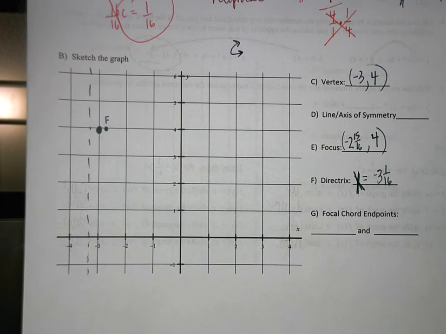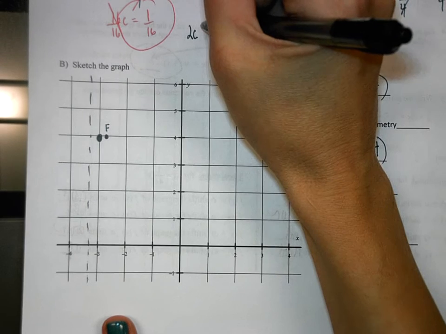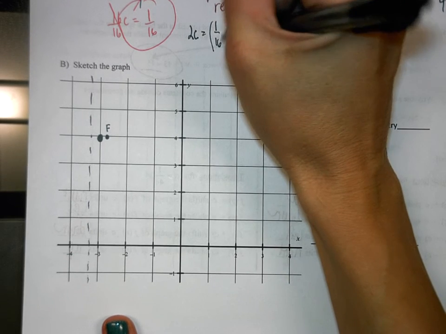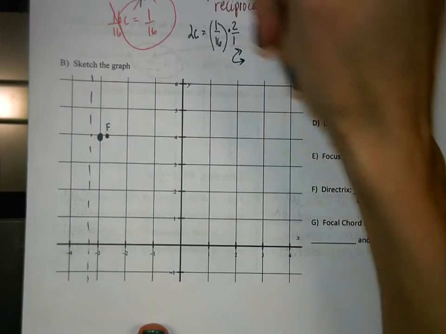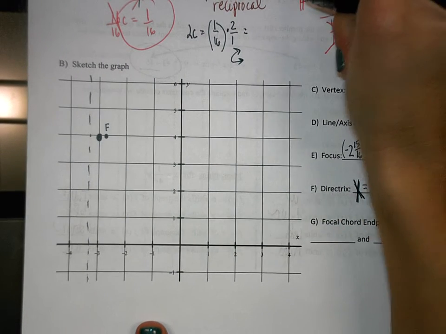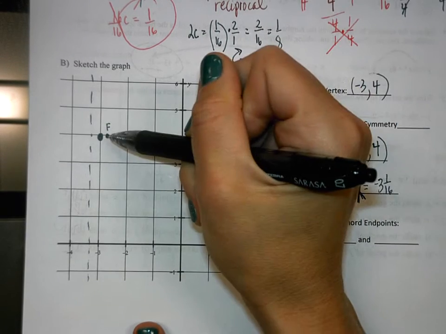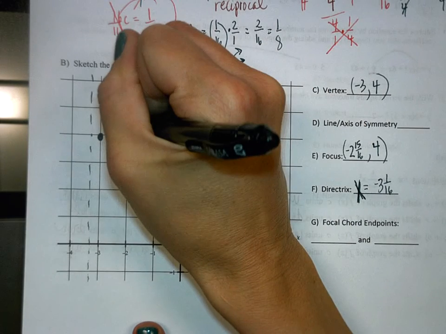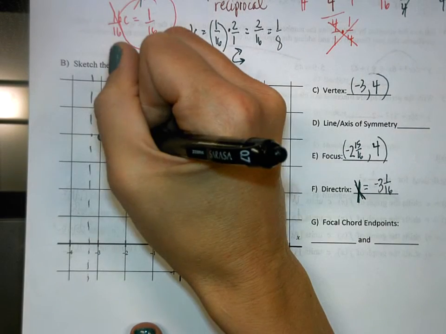Okay, now how do I figure out how far I'm going up and down for my focal chord? Good. So we're taking our 1/16 value. So we're taking 2c. And so that's going to be 1/16 times 2, or we could write that as 2/1. So what is that going to end up making? 2/16, which reduces to 1/8. So from my focus, I'm going to go up 1/8, and 1/8 down. Okay, and then we can draw that.